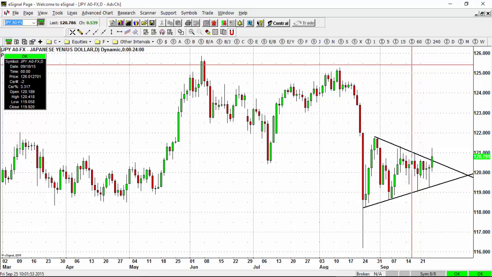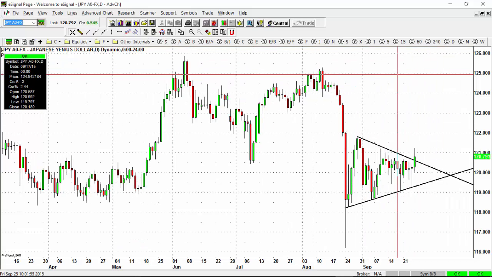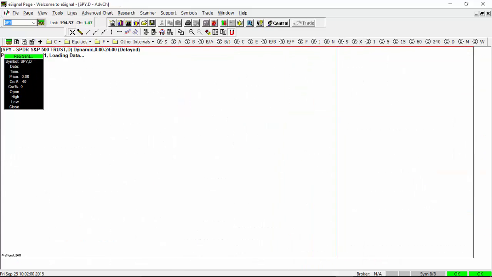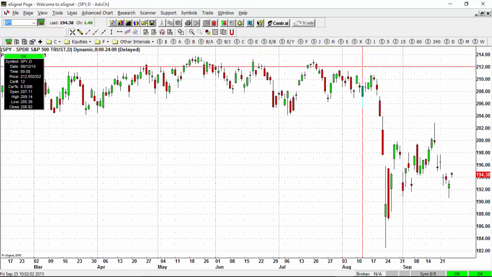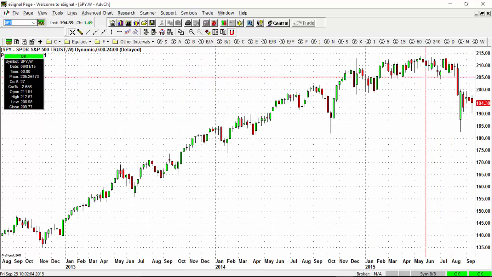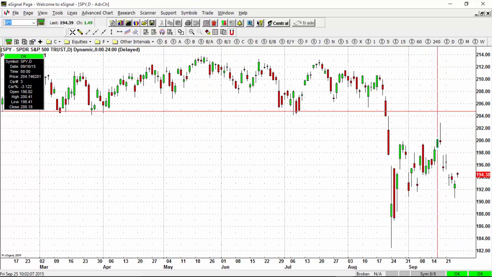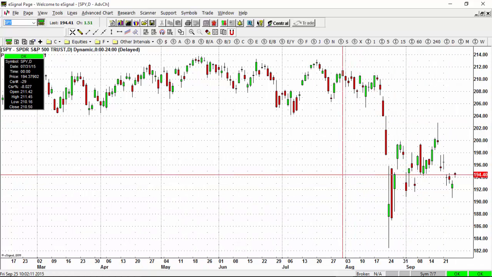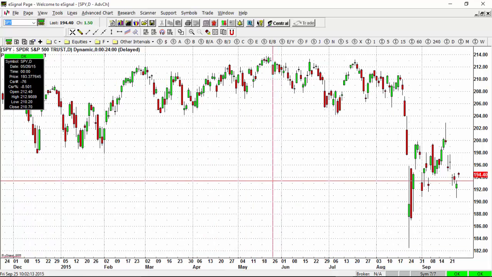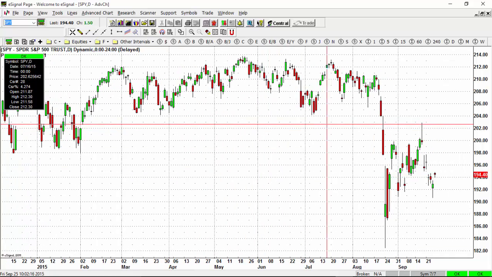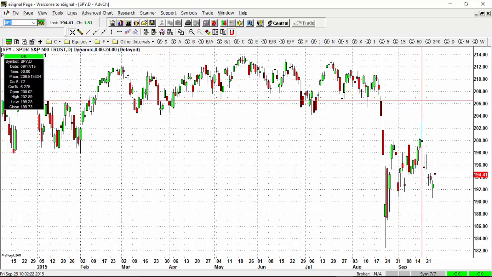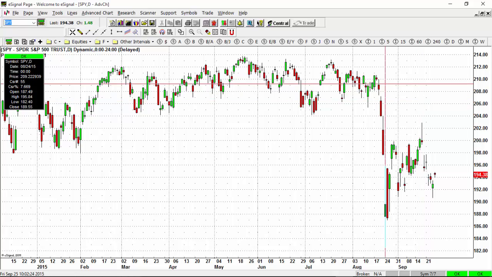The Japanese yen, USD Japanese yen, as I said, is taking its cue from the stock market, and the stock market is up slightly this morning. With the stock market, this is the daily chart of the SPY, which is the ETF that tracks the S&P 500. We want to see the market close above 202.89 on the SPY.